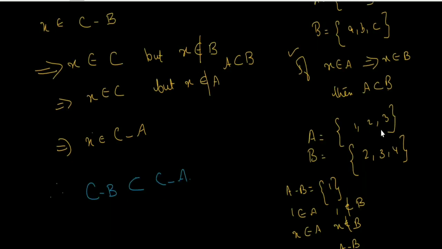Suppose A is {1, 2, 3} and B is {2, 3, 4}. What is A minus B? How do you find A minus B? You remove the common elements. So you get A minus B as {1}.